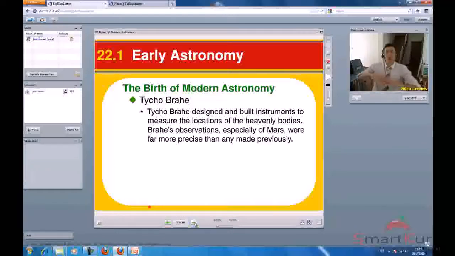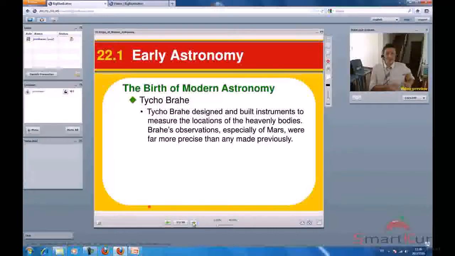Tycho Brahe designed and built instruments to measure the locations of heavenly bodies. He was a great telescope designer and builder. And he had a great observatory where he would measure the light from different stars and the shadows from that light to get a precise idea of how they were moving across the sky. Tycho Brahe's observations, especially of Mars, were more precise than any made previously.